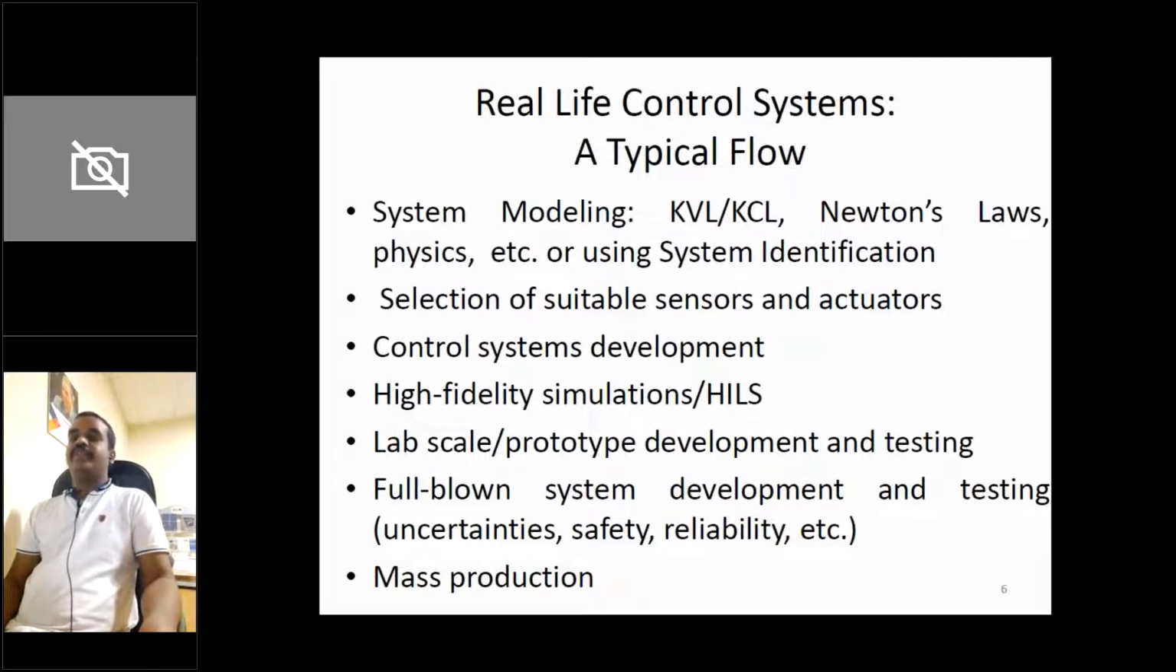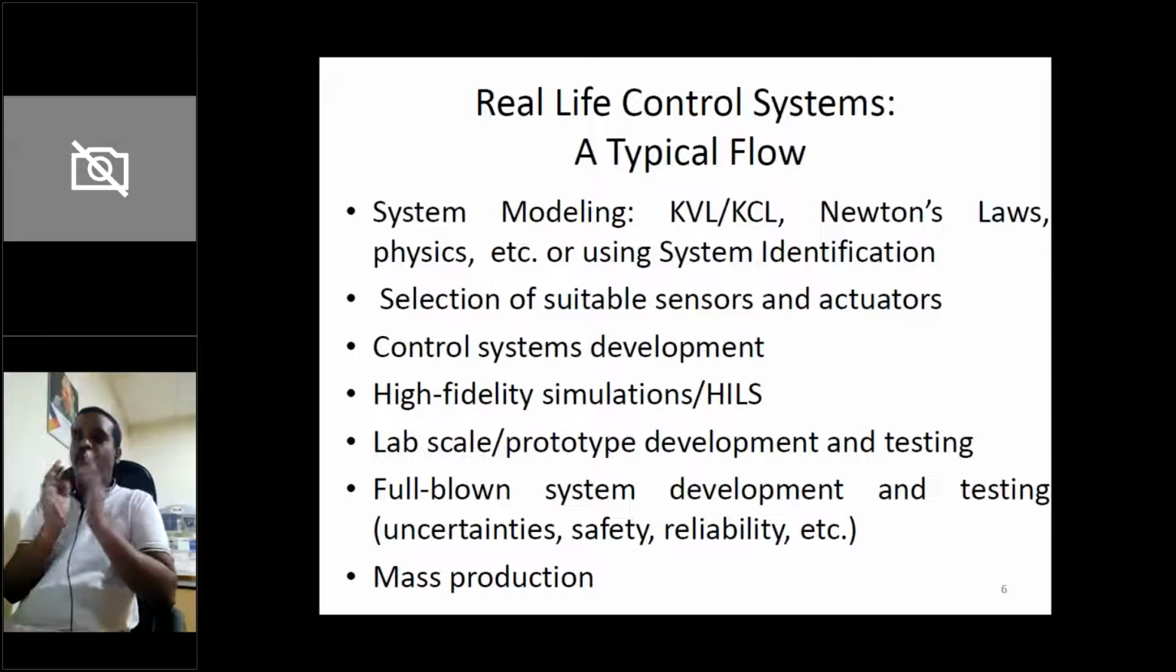The next step is the lab scale. Whatever big wind turbine of 1 megawatt you want to implement your control systems on, we scale down to 1 kilowatt, make a small prototype, and do all kinds of testing on it. Once the testing is done and satisfactory, then on the full blown 1 megawatt wind turbine we do all kinds of testing, all kinds of uncertainties.